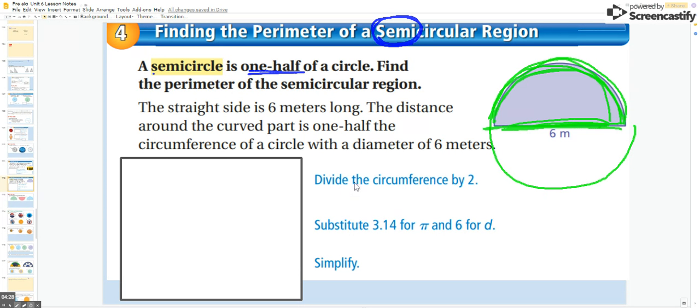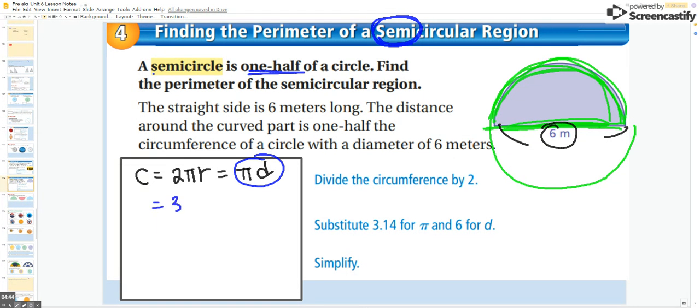So now let's find the diameter. So I'm going to use C is equal to 2 pi r. You need to decide which one you're going to use. As we know the diameter, which one is going to be easier? It's going to be this.